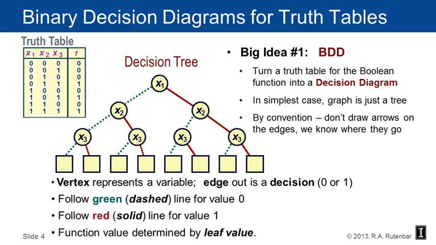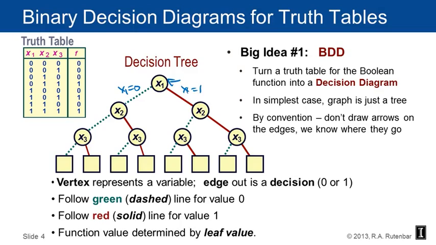And the big idea of a decision tree is that it answers the question, what is the value of the function, as a sequence of decisions? Every vertex represents a variable, and so here's a vertex that represents the variable x1. The edges that go out of those vertices are decisions to set that variable to a value. If you follow a dotted green line, then you've decided to set the value to a 0. So I can say over here, x1 equals 0. And if you go on a solid red line, you've decided to set the value equal to a 1. So I can write x1 equals 1 over here.